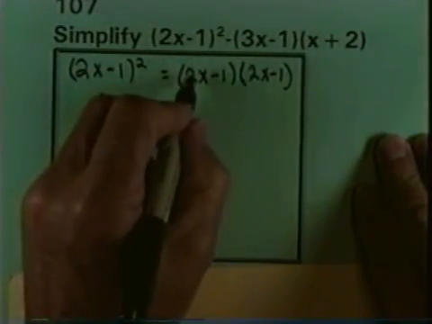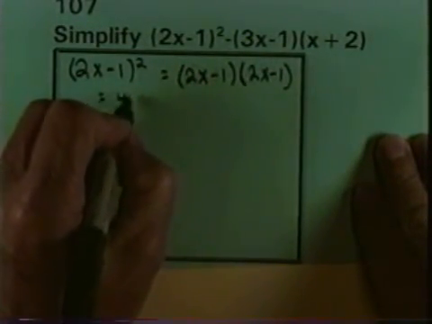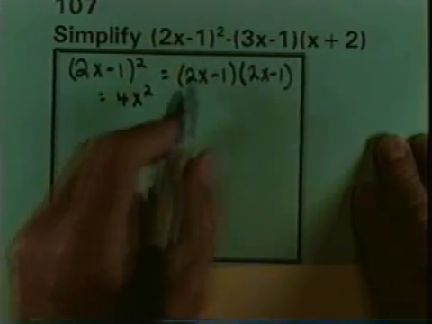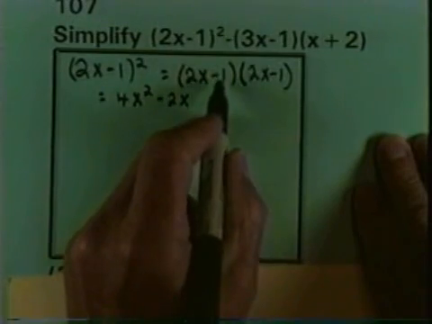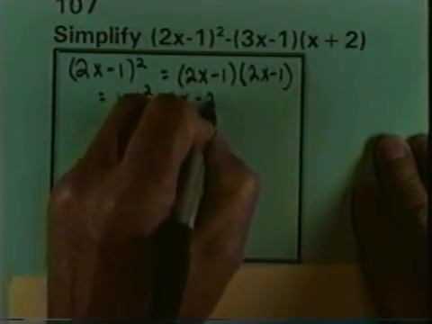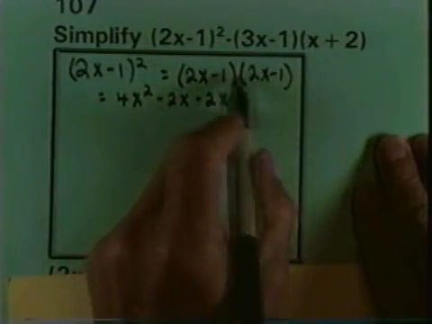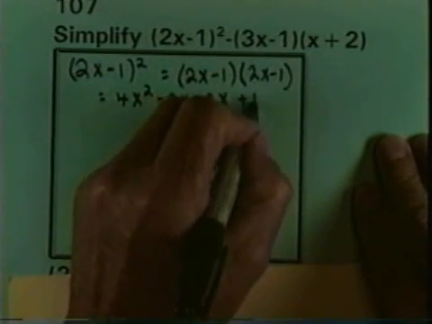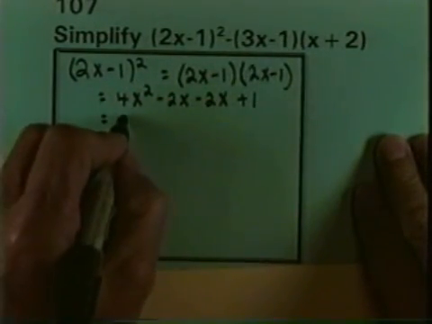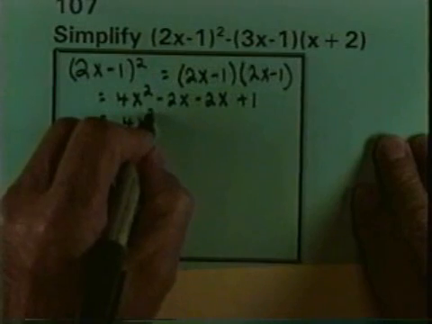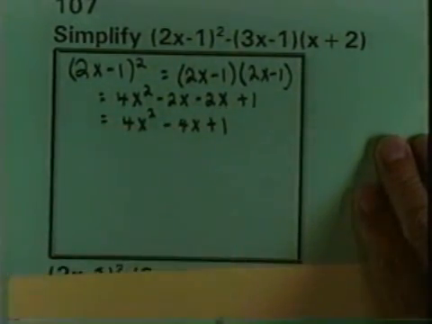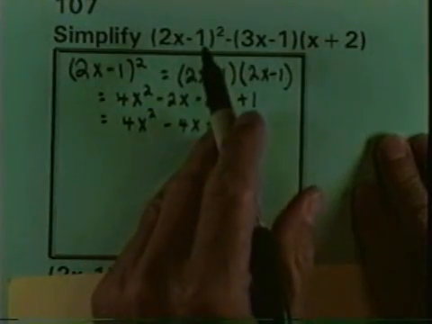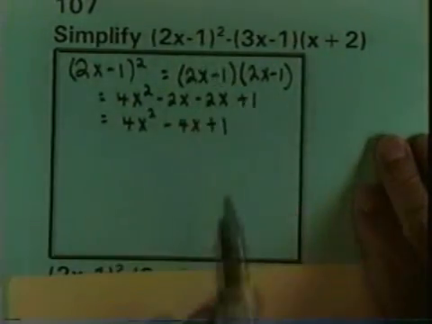Applying the 4 method, 2x times 2x is 4x squared. 2x times a negative 1 is a negative 2x. A negative 1 times 2x is a negative 2x. A negative 1 times negative 1 is plus 1. Where I get 4x squared minus 4x plus 1. Now that's doing what we have in the parentheses.